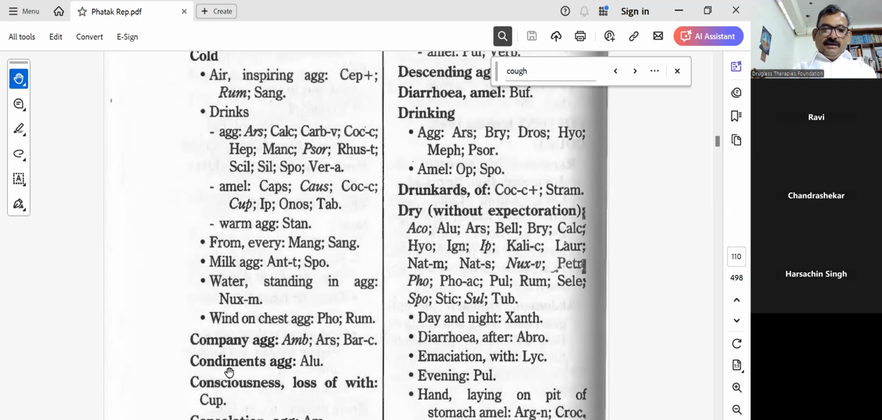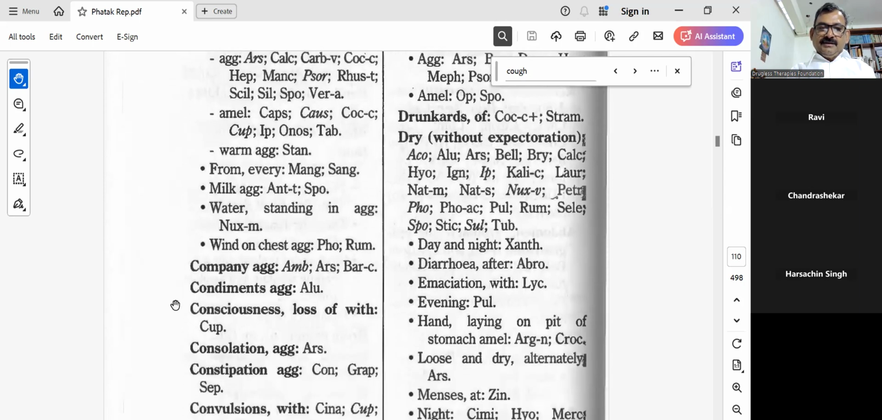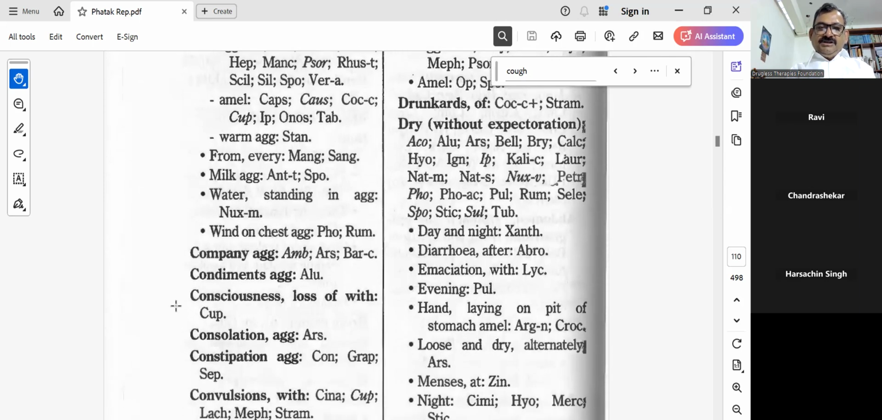Okay, and condiments aggravation. If you take condiments, lavanga and this and that, spicy things, that time there is aggravation: alumina. Consciousness loss with cough: they cough and then go unconscious. That time cuprum metallicum can be given.